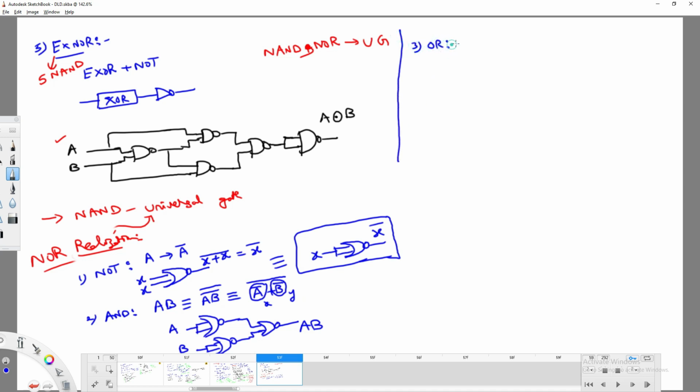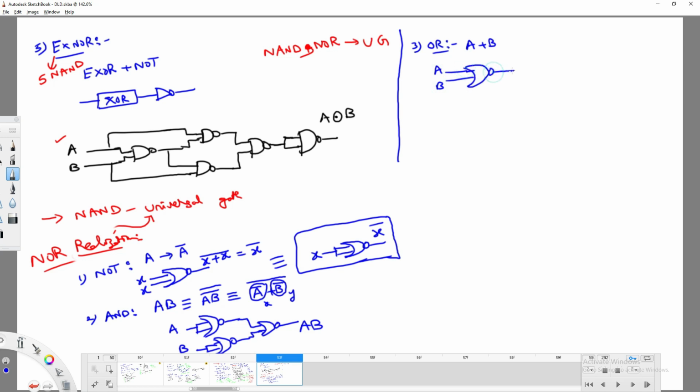Third one, OR gate. OR gate means if I am going to have two inputs A and B, I need to get the output as A plus B, right? So guys, if I am going to give two inputs A and B, and I am performing simply the OR operation, I am going to get A plus B.